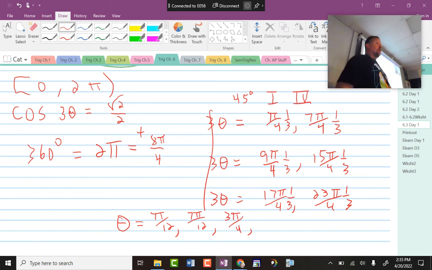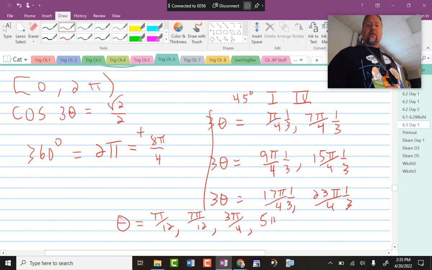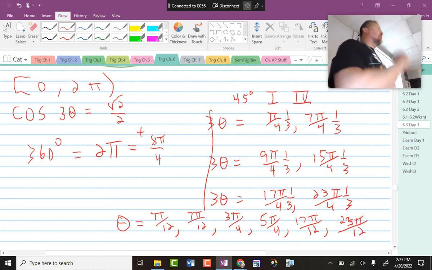Does 3 go into 15? Of course. How many times? 5 pi over 4. So weirdly, 2 of these reduce. And then I think you can see 17 is prime. So that's 17 pi over 12. And then 24 pi, or no, 23 pi, sorry. That's not the pen, that's my brain. 23 pi over 12, because I had this in my mind.